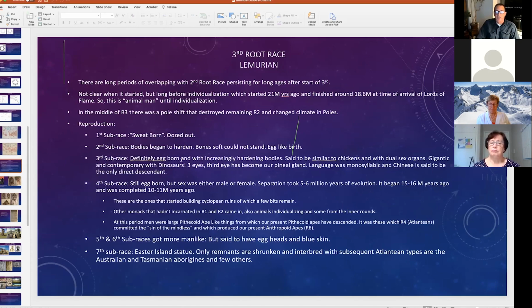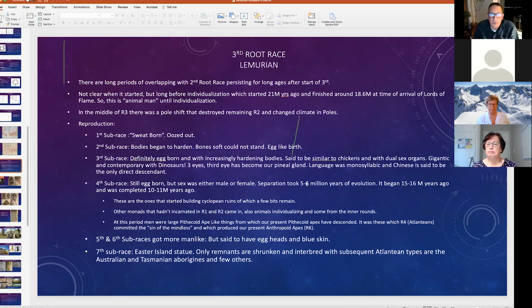We're in the third subrace, so individualization hadn't really happened there yet. By the time of the fourth subrace, they're still egg-borne. Now they're basically laying eggs. The sex was starting to appear, they were starting to be either male or female predominantly. And as the process of individualization happens, right? And we all know that concrete mind is dualistic, and that individualization takes place on the plane of mind. And it's that process that initially causes the dualism. And so that dualistic mind is reflected in the dual sex. And so this is where we start to have the separation of the sexes, but apparently it took 5 to 6 million years to evolve.